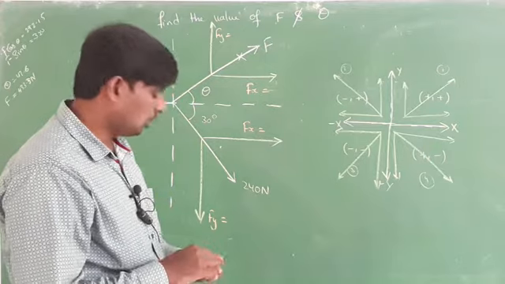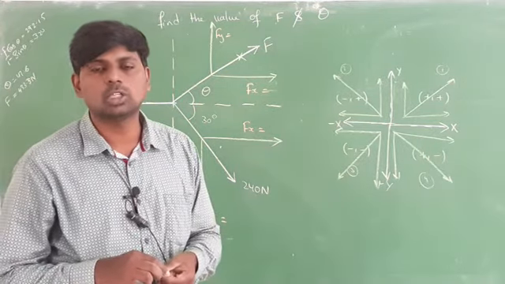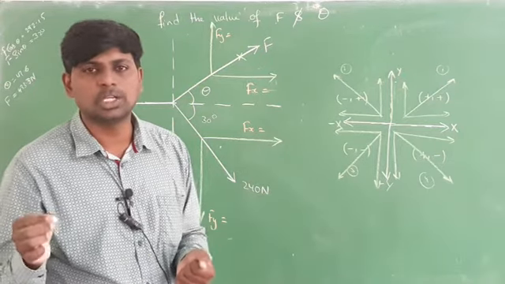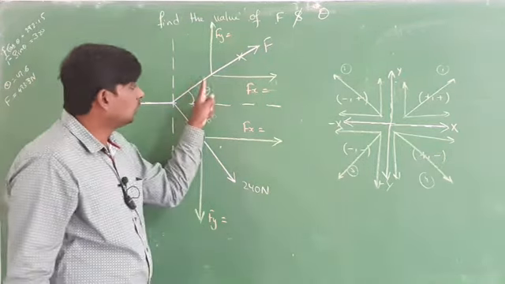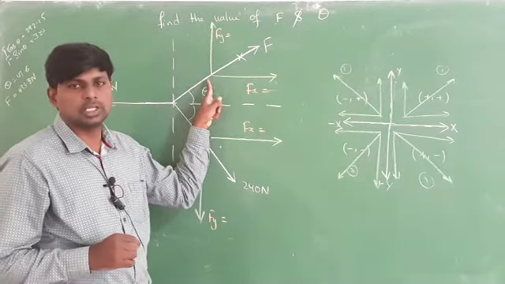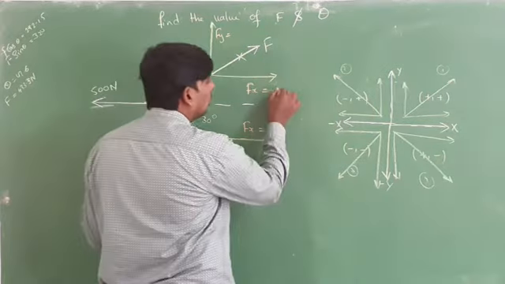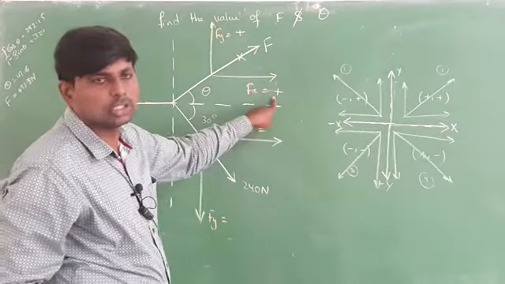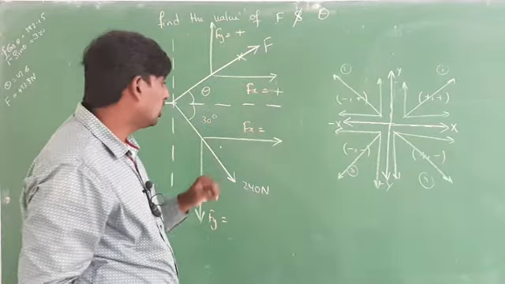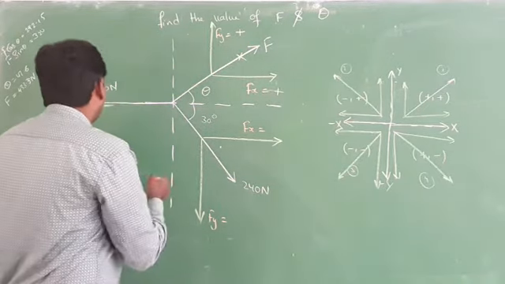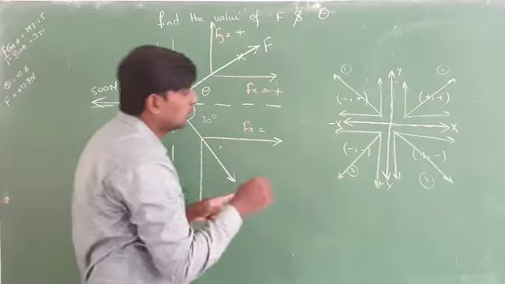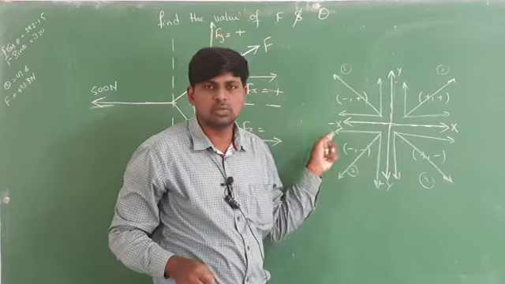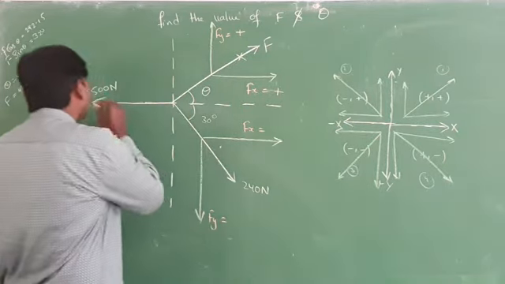After that, in the second step you have to focus on the sign: in which coordinate it is lying and what is the sign of the x component and y component. See, this force is lying in which coordinate? First coordinate. In the first coordinate the sign of x is positive, the sign of y is also positive. Here no need to resolve this one, but here you can write. See here, in this axis what is the sign of x? Minus. So here you have to write the minus.